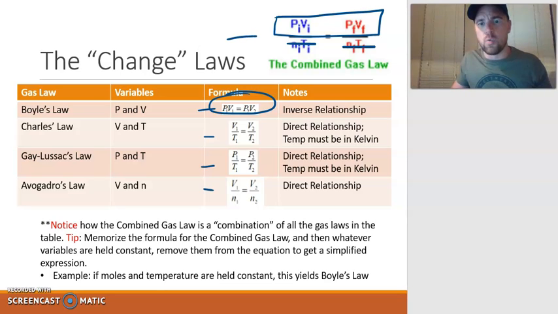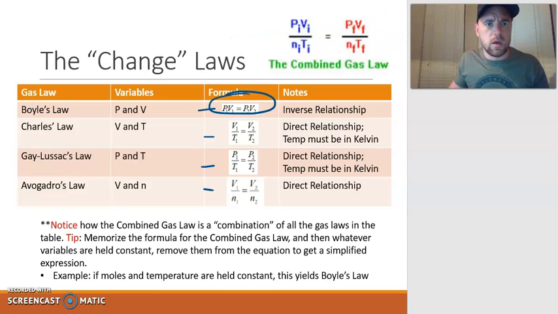Just memorize the one and then get rid of the variables that aren't necessary. Like, for example, in Charles' law, it only looks at volume and temperature. So if I were to look at volume and temperature only, meaning get rid of pressure, get rid of moles, look at what you're left with. V over T equals V over T. And that's what you have right here. So that's what I was saying before.